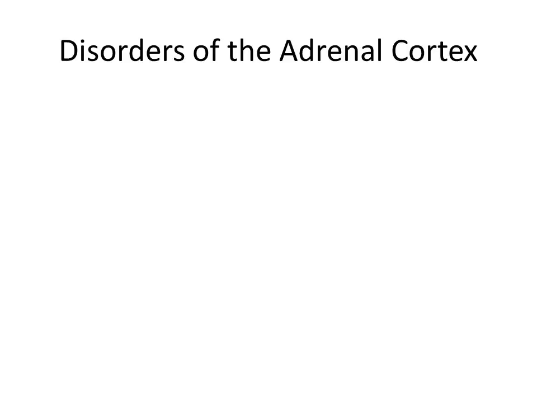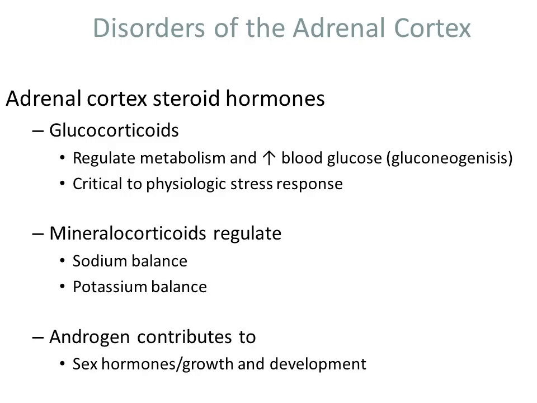Now, disorders of the adrenal cortex. All right, now we're switching gears a little bit. We're talking about disorders of the adrenal cortex. Let's think about the adrenal cortex and what are the substances, what are the hormones that are secreted from the adrenal cortex. They release cortisol, aldosterone, and androgens.